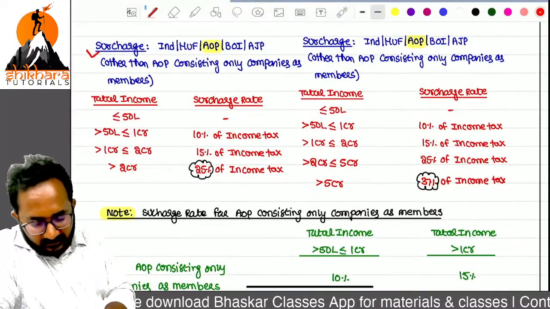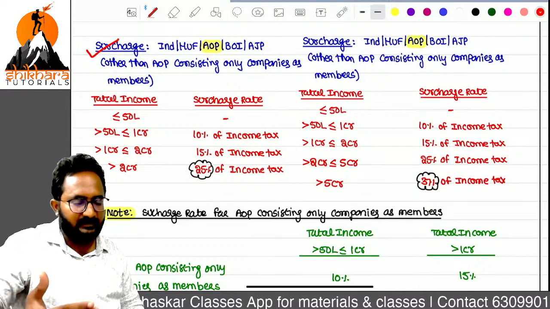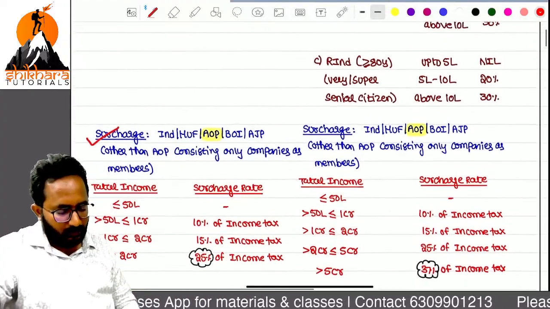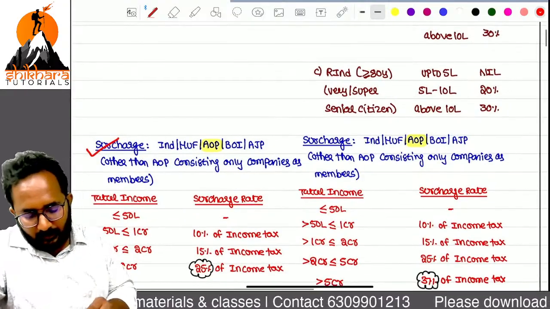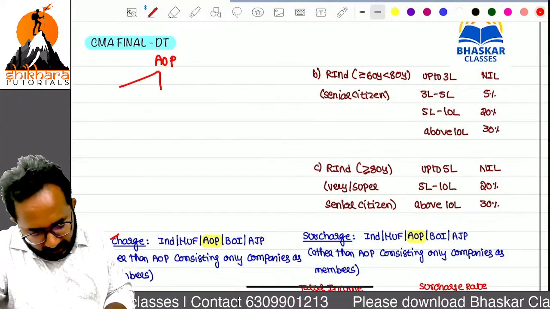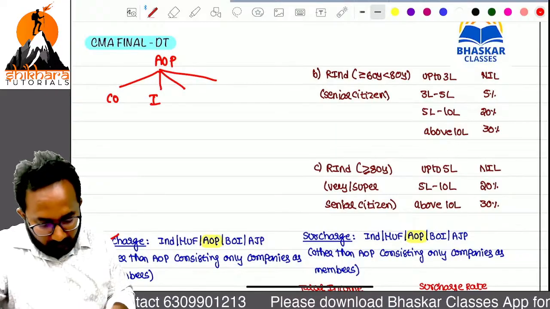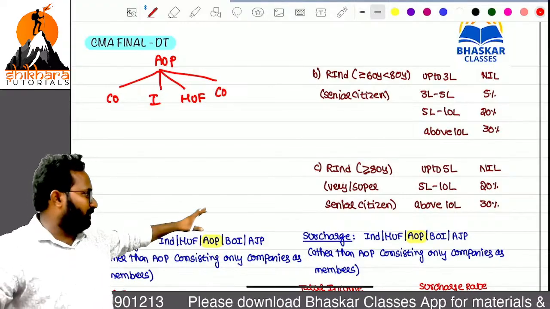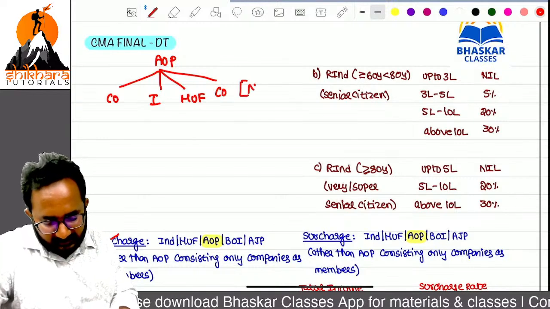So surcharge, next page you can see, for individual, HUF, AOP, BOI, AJP, what is the surcharge? Now I will tell you. In an association of persons, who can be included? So AOP means any person can become a member. Example, one company, one individual, one HUF, or another company. This is what we can call an AOP. These are all our members.